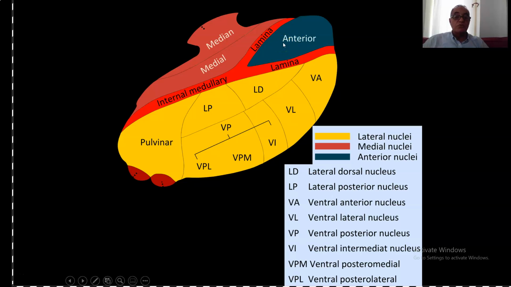The anterior part contains the anterior nucleus of the thalamus, and the lateral part is further subdivided into an upper and a lower part and a posterior part. The upper part contains two nuclei, the lateral dorsal and the lateral posterior. And the ventral part contains the anterior ventral nucleus, the lateral ventral nucleus, and the posterior ventral nucleus of the thalamus, which is further subdivided into the intermediate nucleus, the posteromedial ventral nucleus, the posterolateral ventral nucleus, and the pulvinar.